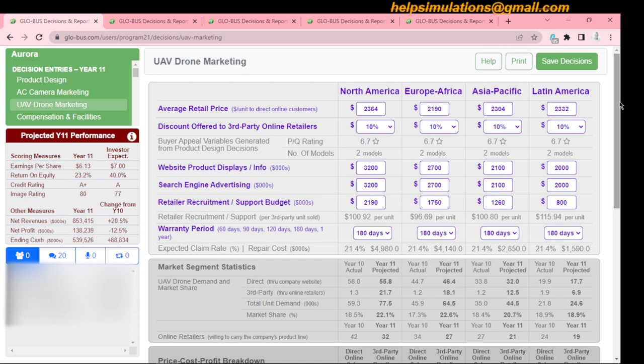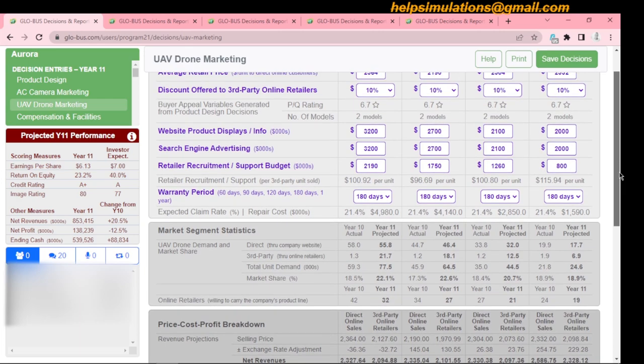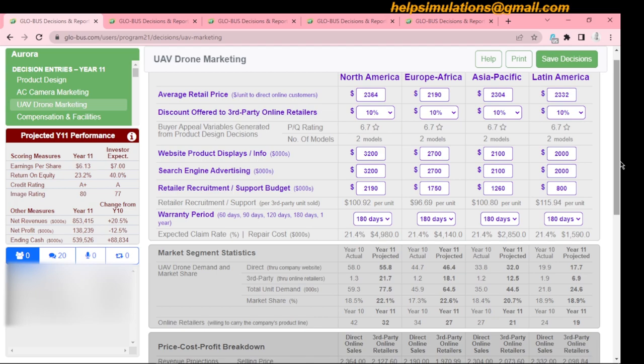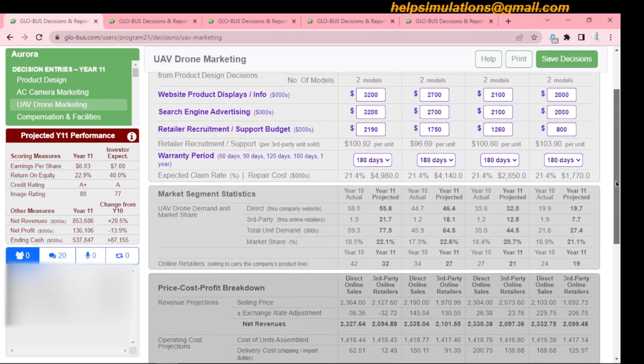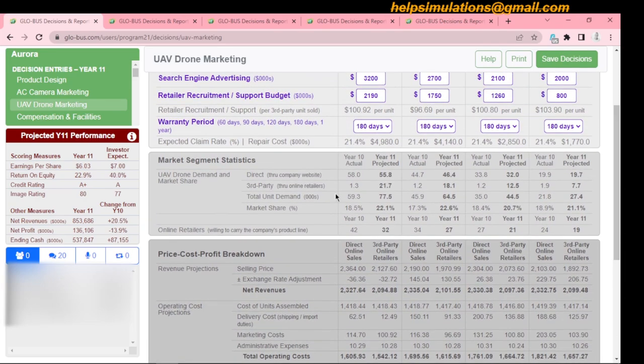While in Latin America, from the exchange rate, we are gaining almost $229. So we can lessen the price by almost 230. So 23.32 minus 230, that brings us to about 21.02. So let us say 21.03. I think that's a fair price, and those decisions are done for the UAV drone marketing.